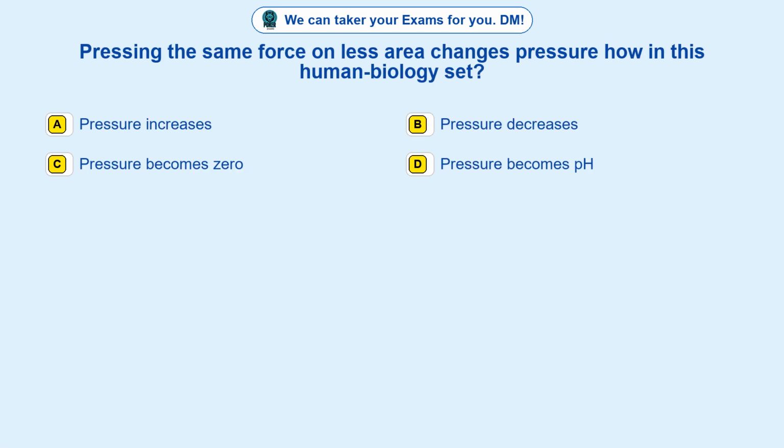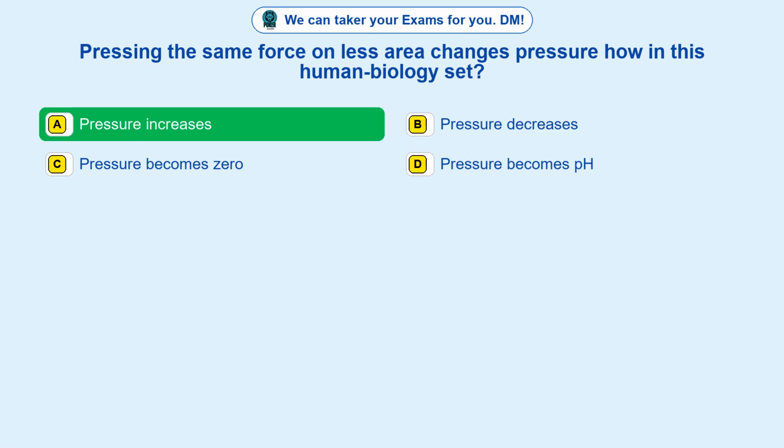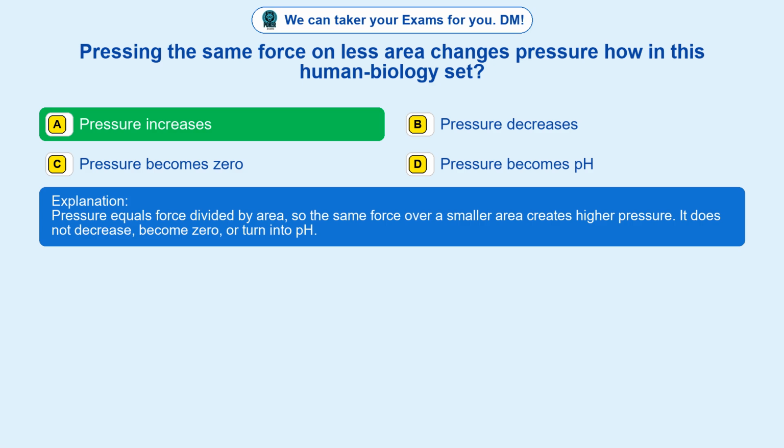Question 79. Pressing the same force on less area changes pressure how in this human biology set? Option A, pressure increases. Option B, pressure decreases. Option C, pressure becomes zero. Option D, pressure becomes pH. The correct answer is option A, pressure increases. Pressure equals force divided by area, so the same force over a smaller area creates higher pressure. It does not decrease, become zero, or turn into pH.